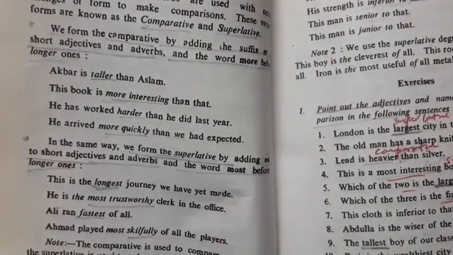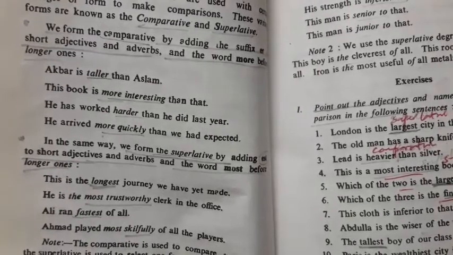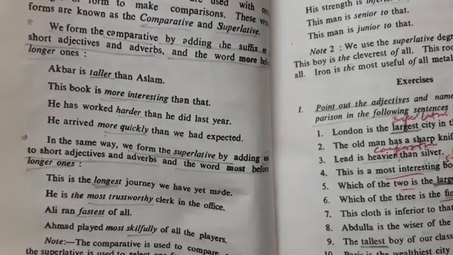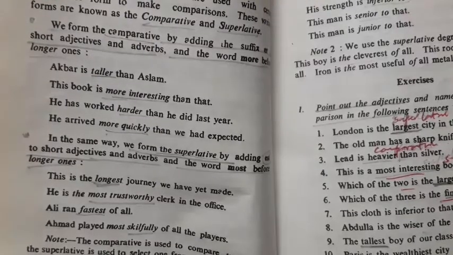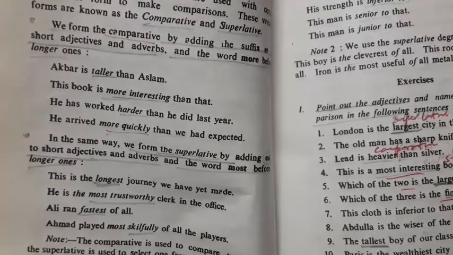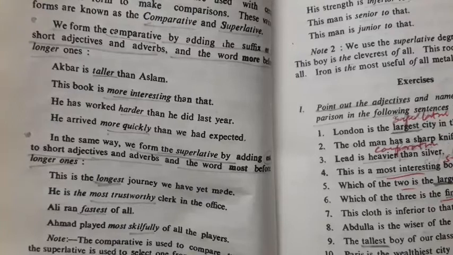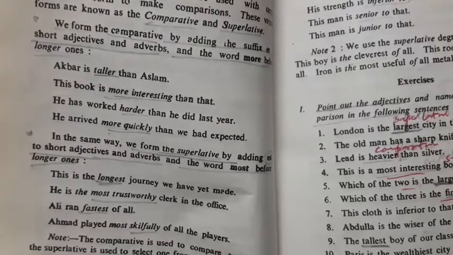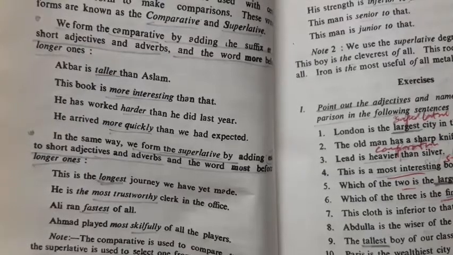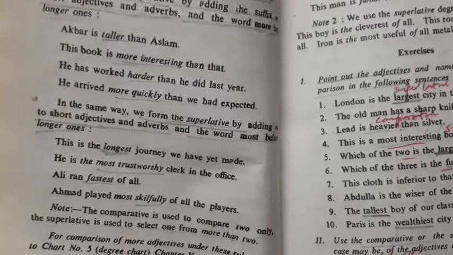In the same way, we form the superlative by adding est to short adjectives and adverbs and the word most before longer ones. Similarly, we can insert est at the end of shorter adjectives or adverbs and insert most before longer ones, and we will convert them into superlatives. Like this is the longest journey we have yet made, and the second one, he is the most trustworthy clerk in the office.